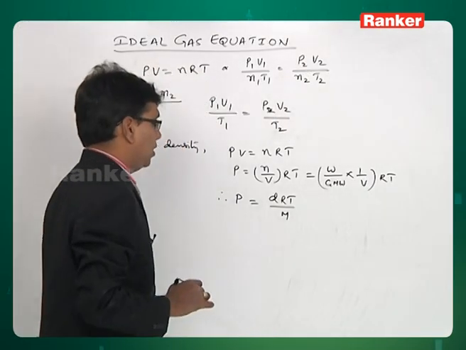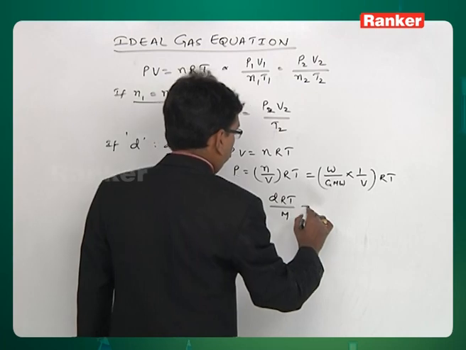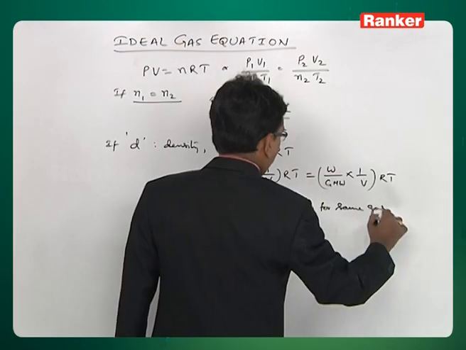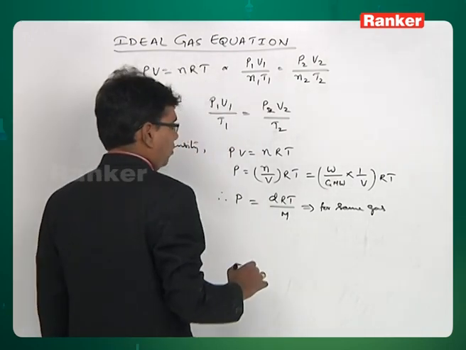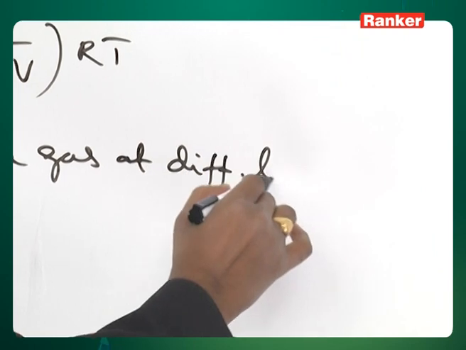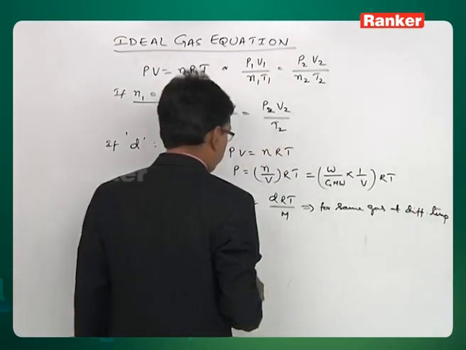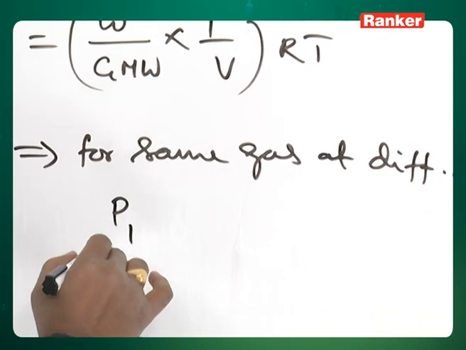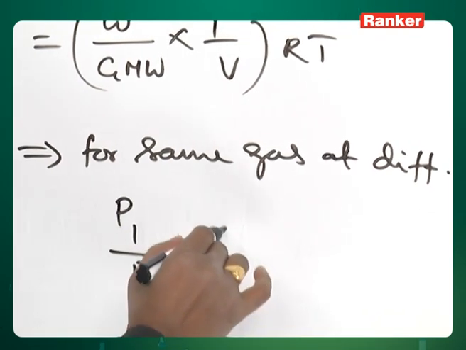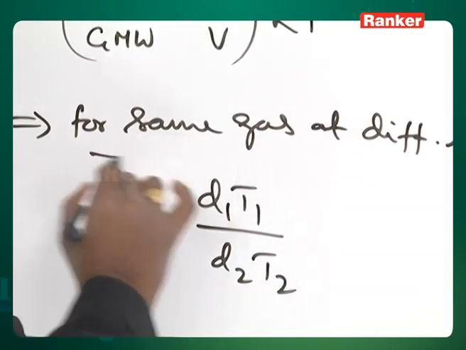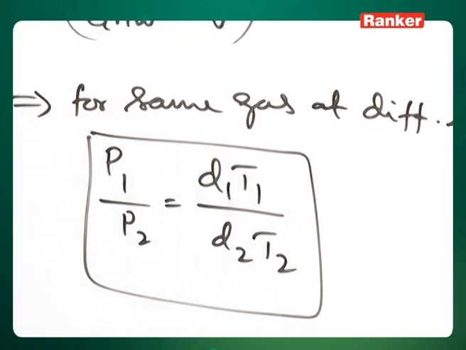So, from this also what we can write is that for the same gas at different temperatures, P1 by P2 is equal to d1 T1 by d2 T2. This is another way of writing the ideal gas equation.